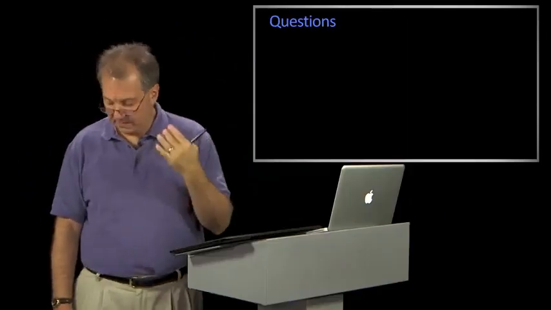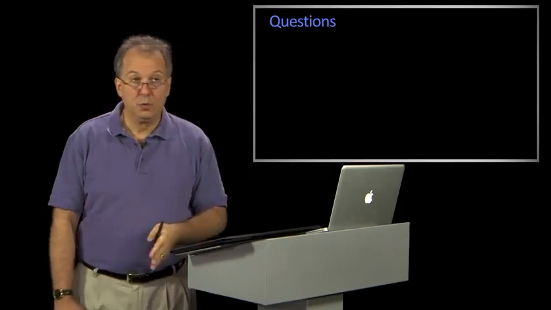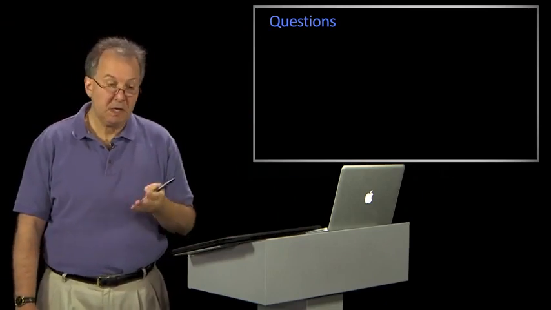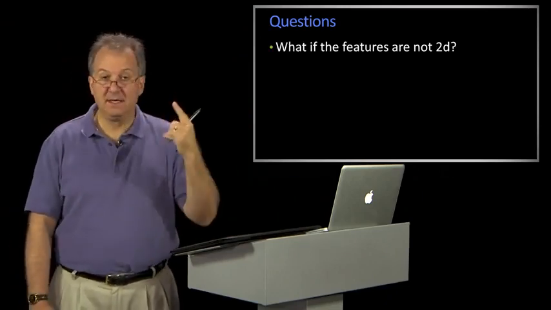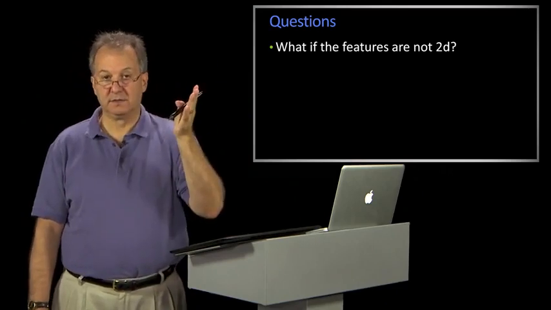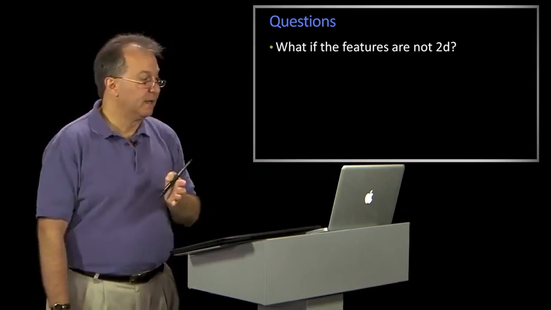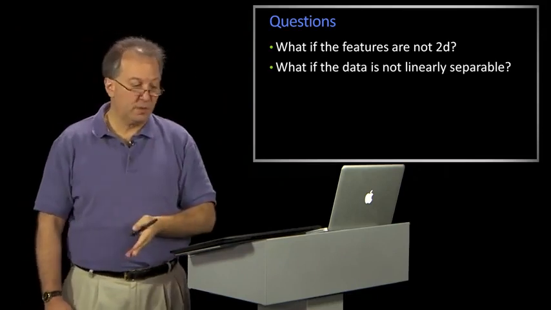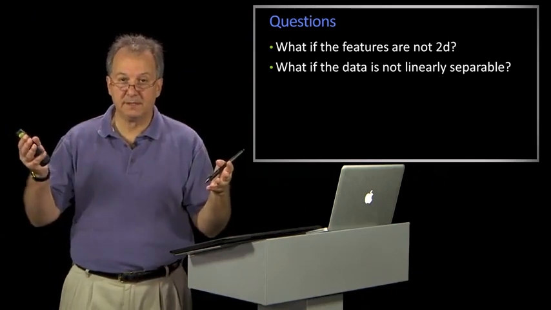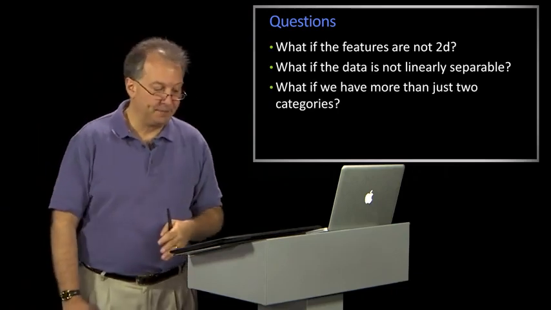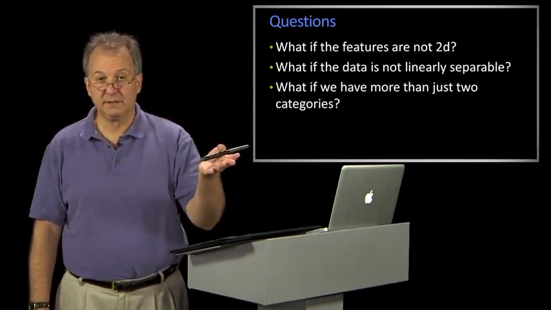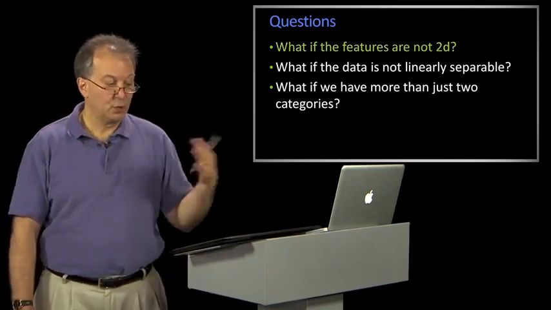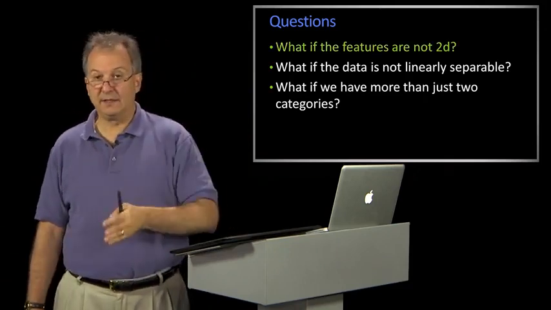Having done this, what have we done so far? We've figured out the best possible line in 2 dimensions. Great, except what if my features are not in 2 dimensions? And also, I've been assuming that I could actually draw a line. What if my categories are not linearly separable? And what if I have more than just 2 categories? We're going to knock down those questions one at a time going forward for SVMs. So we're going to start with, what if the features are not 2-dimensional?